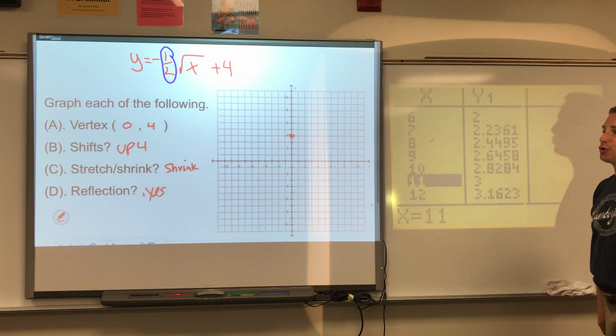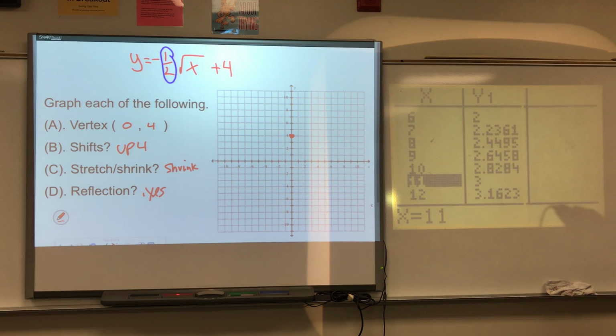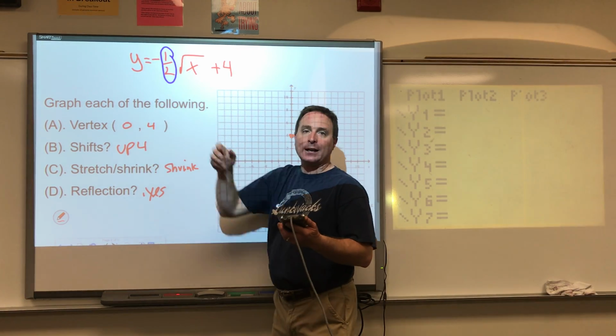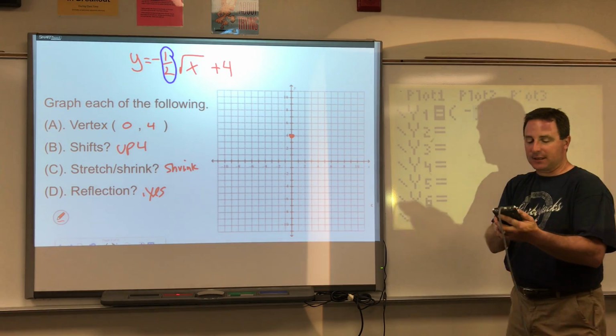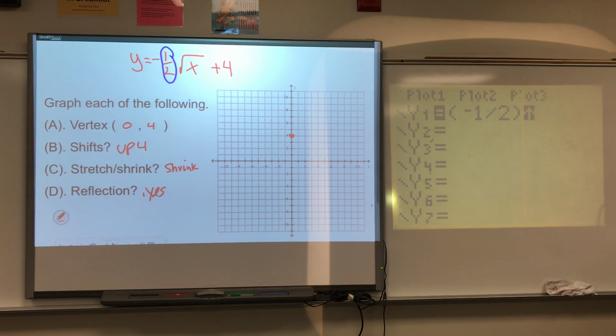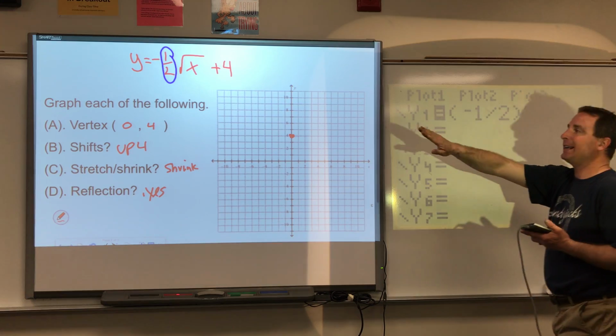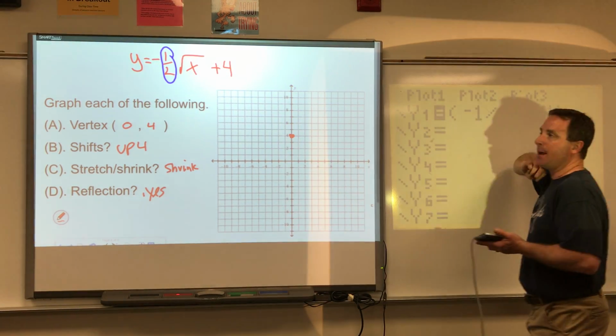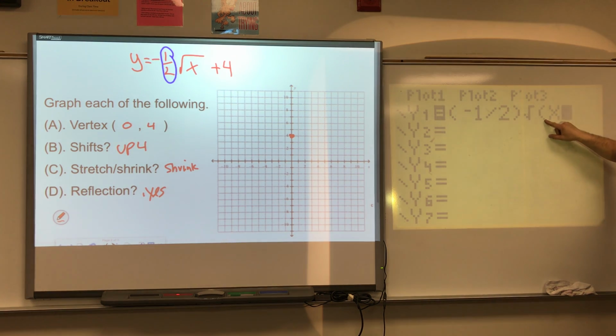Okay, well, let's see what a shrink looks like. Okay, let's type this one in. Here we go. Now again, be careful. How do I type in negative 1/2? Fractions always have to be in parentheses. -1 divided by 2. And then comes the square root of x. And notice I only want x under the radical. The 4 is outside the radical. So how do I tell my calculator that I only want x? If you have the parenthesis that comes up, I close the parenthesis, and then the +4 comes afterwards.